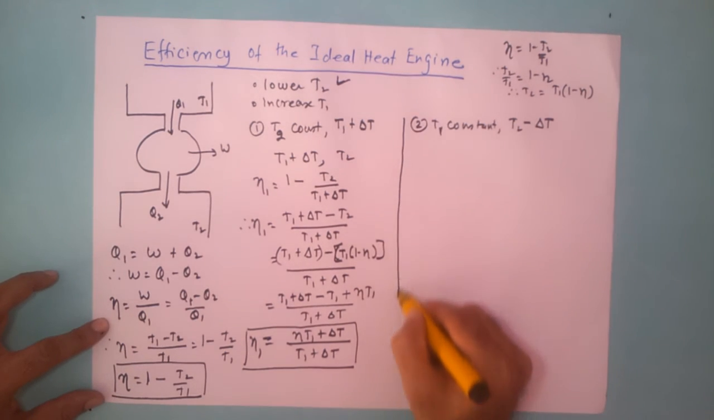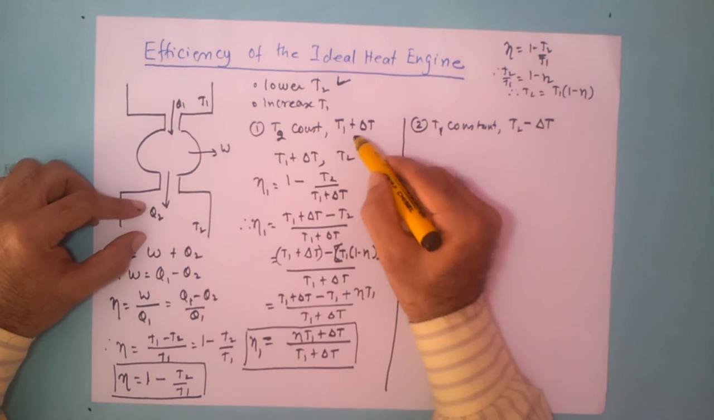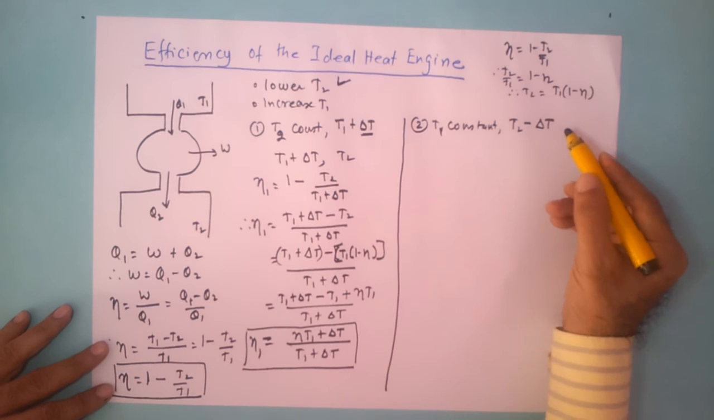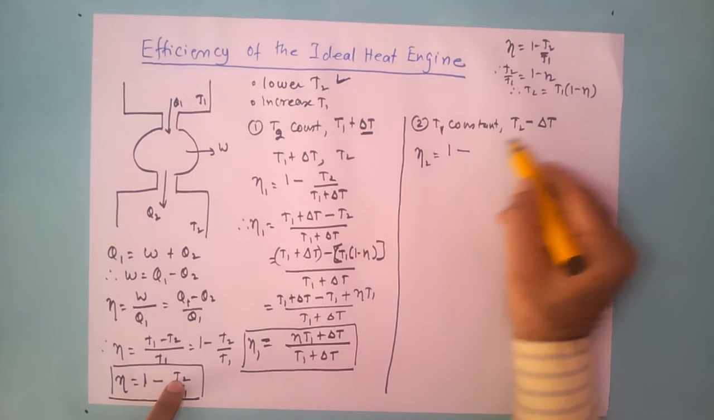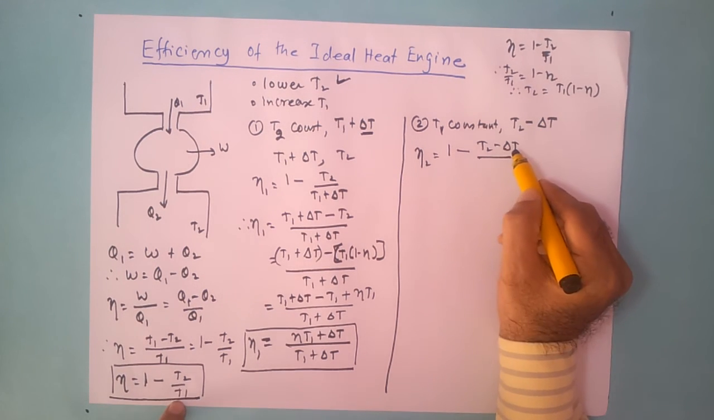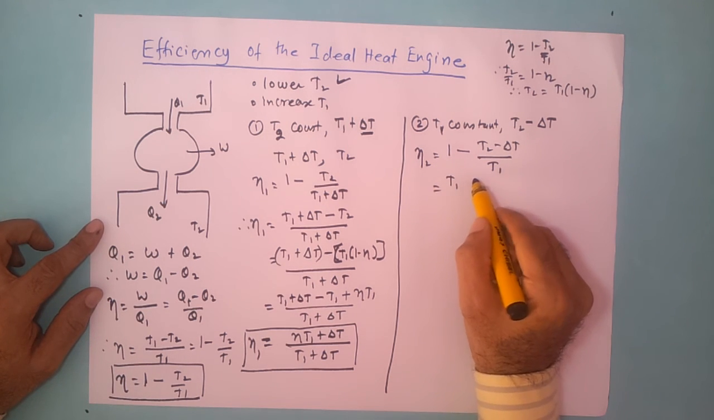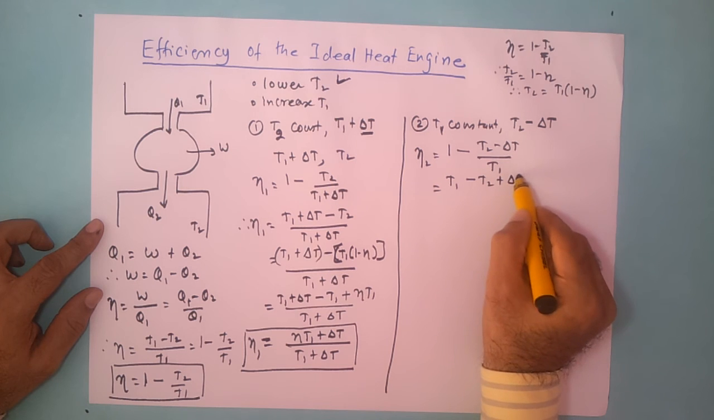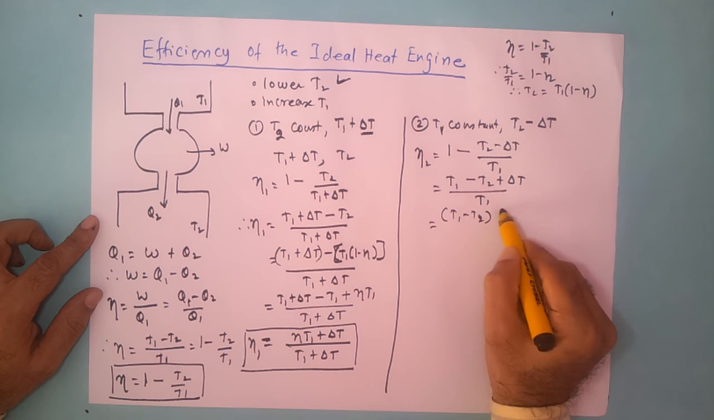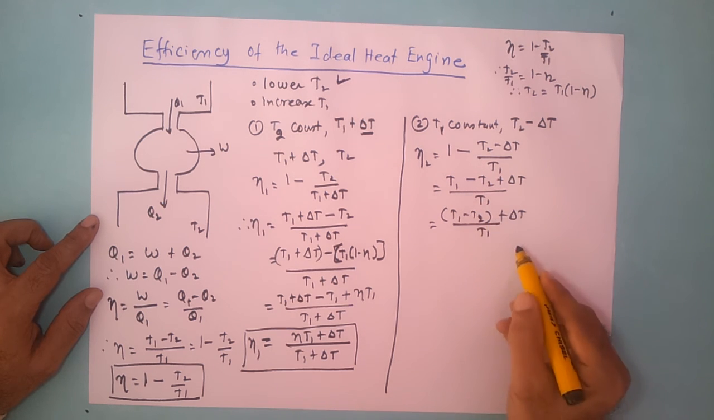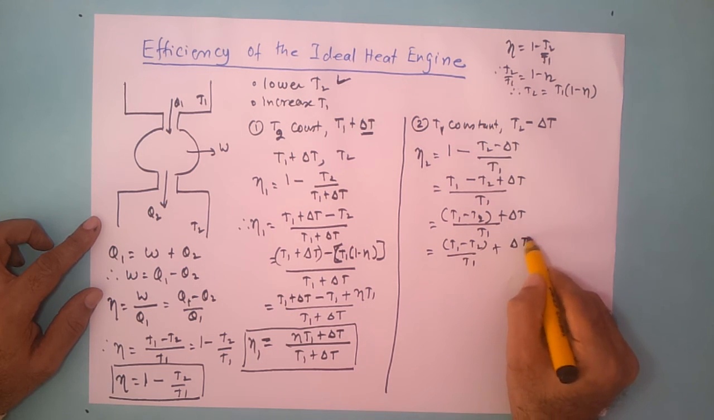Let us see what happens in this case. Now in this case what we'll do is we will keep T1 constant and lower T2 by the same amount delta T. This delta T is the same at both locations. So the new efficiency eta 2 would be 1 minus T2 minus delta T upon T1, where T1 we are keeping constant. That is equal to T1 minus T2 plus delta T upon T1, which is equal to T1 minus T2 upon T1 plus delta T upon T1.